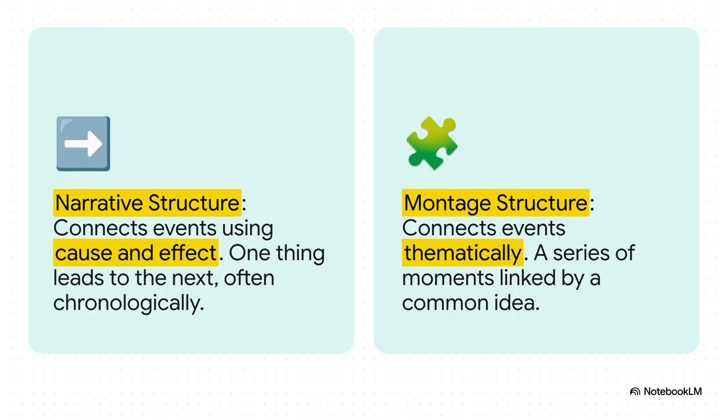Okay, so your two options are narrative and montage. A narrative structure is probably what you think of as a classic story. It connects events with cause and effect. This happened, which then led to this, which resulted in that. It usually moves forward in time. A montage structure, on the other hand, connects things thematically. Think about a movie montage, right? A bunch of short, quick scenes that are all linked by one feeling or idea. This structure lets you jump around in time to make one single, really powerful point.